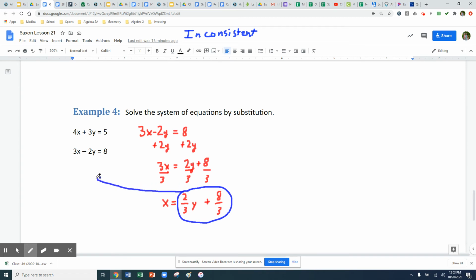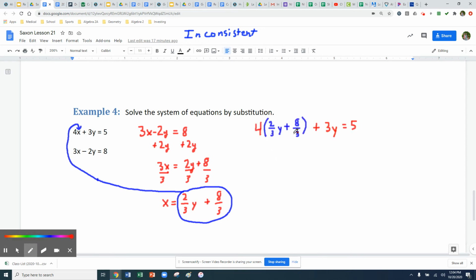Since x is equivalent to that, I can take that expression. And in the other equation, remember I used the bottom equation, in the other equation, I can replace x with that quantity. So now we'll take 2/3 y plus 8/3, and we'll take that whole quantity and put that in for the x, since those are equivalent. So what you're seeing now is the x replaced with my expression 2/3 y plus 8/3.